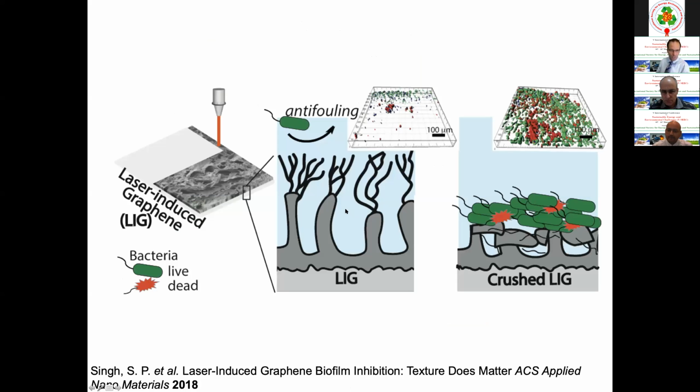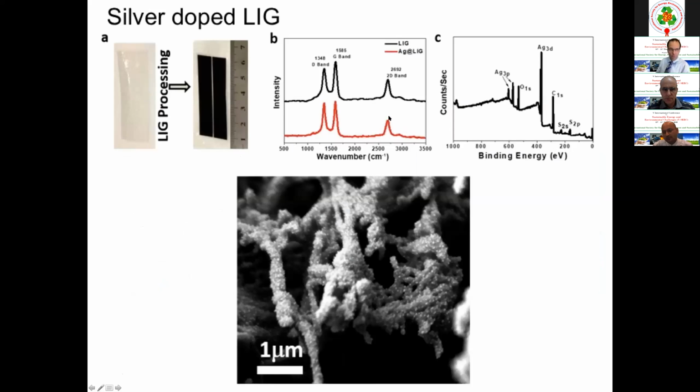And so I think Swatantra will speak of this later in the talk, but we also discovered that the properties of this laser-induced graphene are attributed to this anti-fouling effect, and we noticed that the structure has a large role to play. So you can see here, it's not fouling with the structure, but when you crush the structure, you start to see fouling. So what we noticed also is that you can increase this effect by doping the laser-induced graphene with something, for example, like silver.